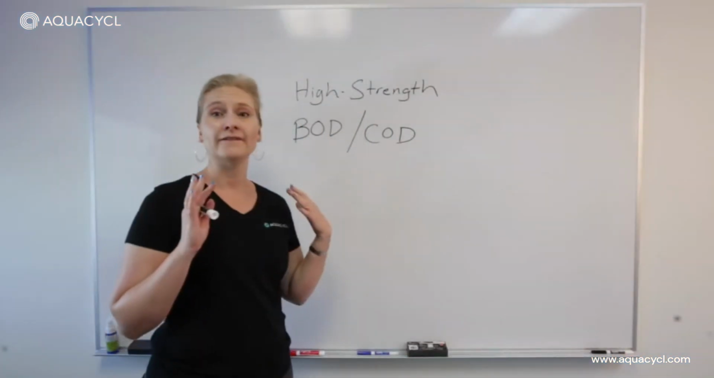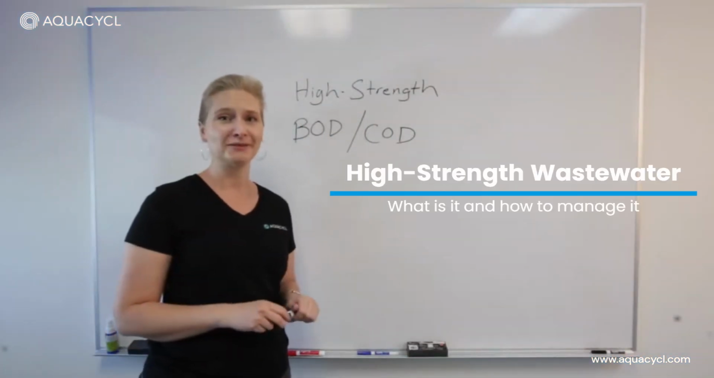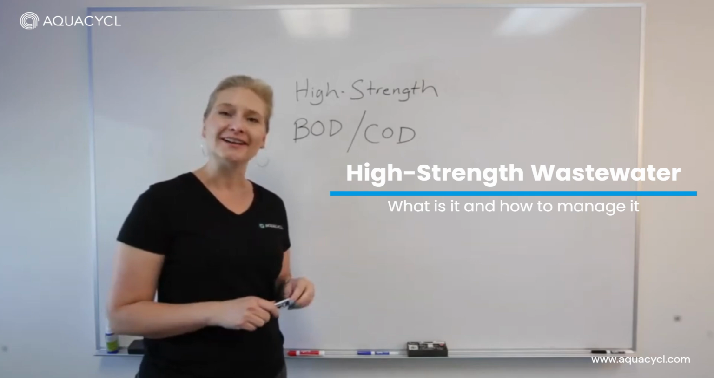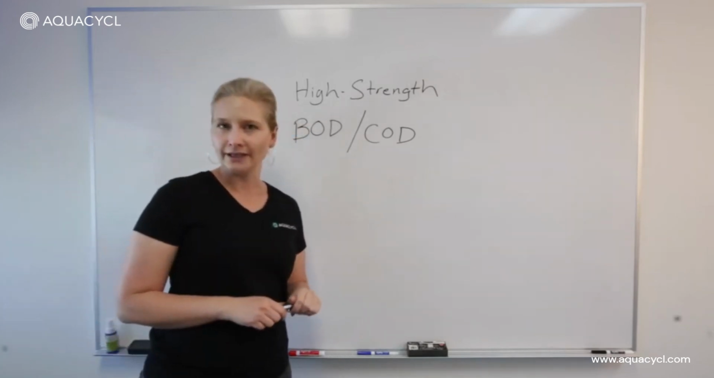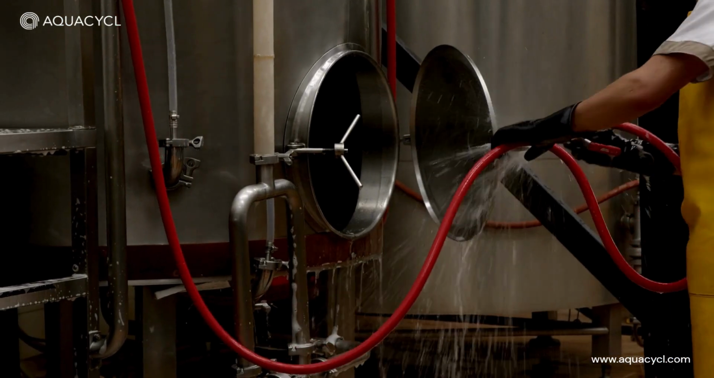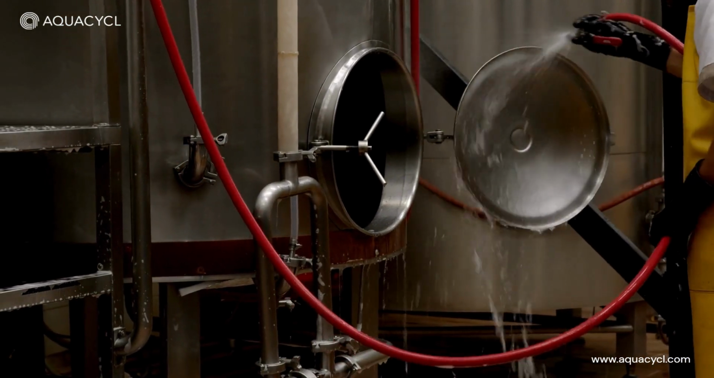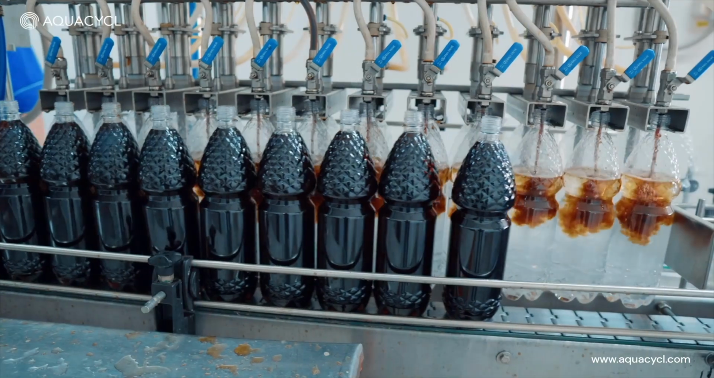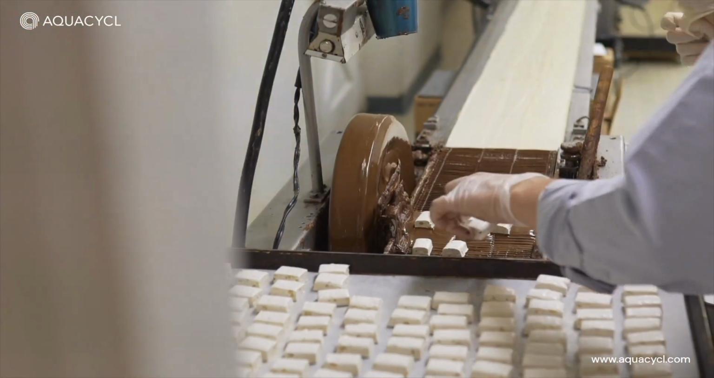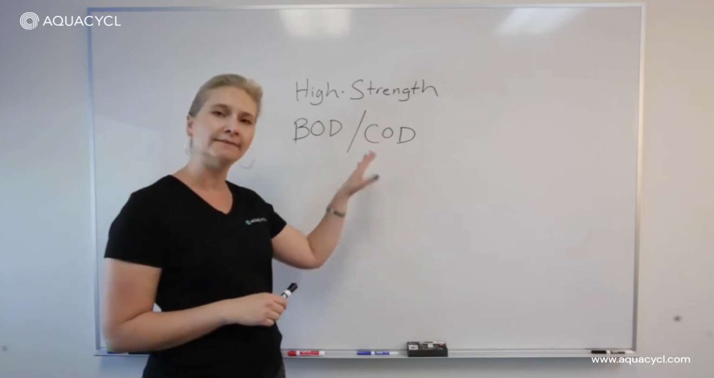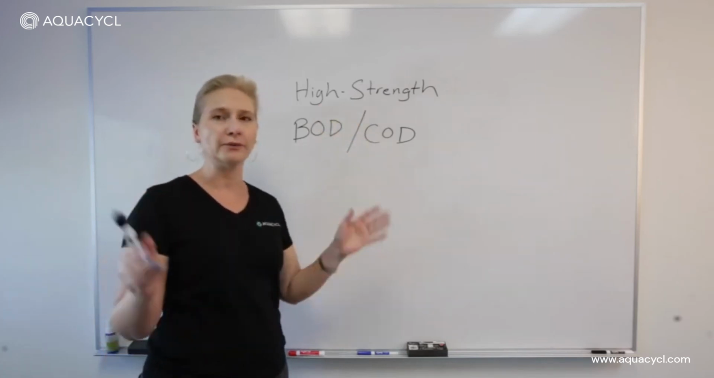All right, let's talk about my favorite thing, high strength wastewater. High strength wastewater is generated mostly in food and beverage applications. These can be a result of clean in place processes when you're manufacturing syrups or refining sugars. It's really high sugar applications. You're going to generate a high strength wastewater no matter what.